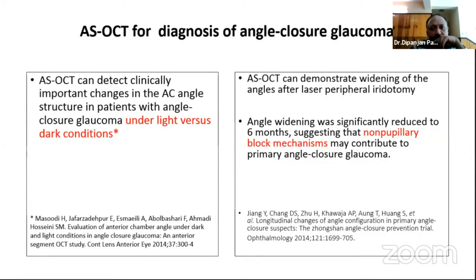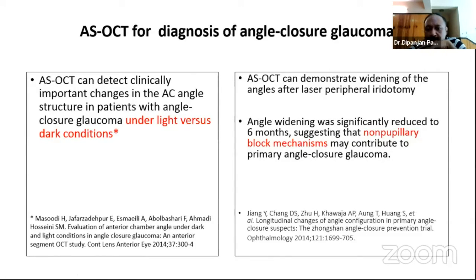And for diagnosis of angle closure glaucoma, ASOCT can detect clinically important changes in the anterior chamber angle structure in patients with angle closure glaucoma under light versus dark conditions. And also, ASOCT can demonstrate widening of the angle after laser PI.